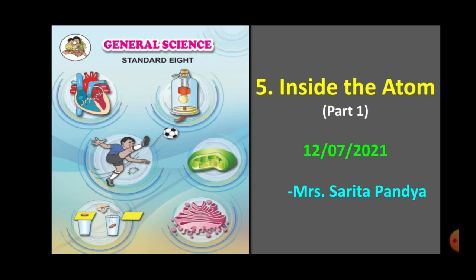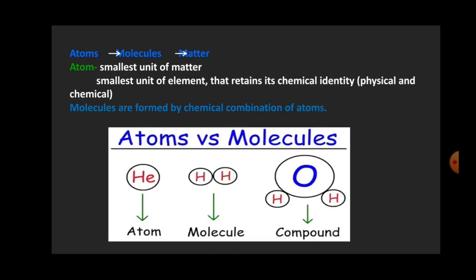Now today we are going to start with lesson number 5, Inside the Atom. So let's start with the atom. Molecules, in turn, are made up of atoms, right? So that means the atom is the smallest unit of matter. It cannot be further broken down into still smaller units. It is the smallest unit, right? And it retains the chemical identity, that is, the atom has the chemical and physical properties of the matter, right?